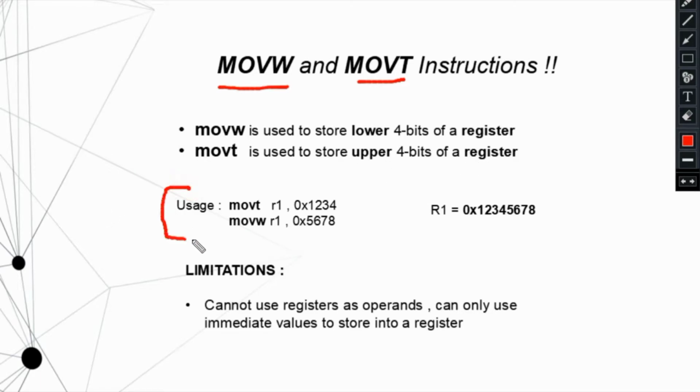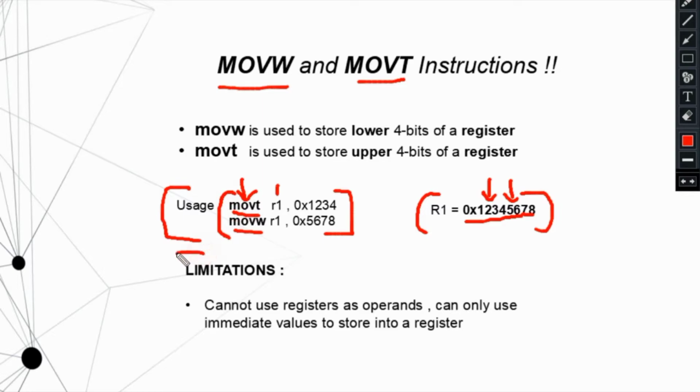From the given example, we can see that MOVT is used to fill the upper 4 bits of the R1 and MOVW is used to fill the lower 4 bits of the R1 register. At the end, after executing these two instructions, the R1 will ultimately store 0x12345678. The upper 4 bits are 1234, the lower bits are 5678, which we have described here.